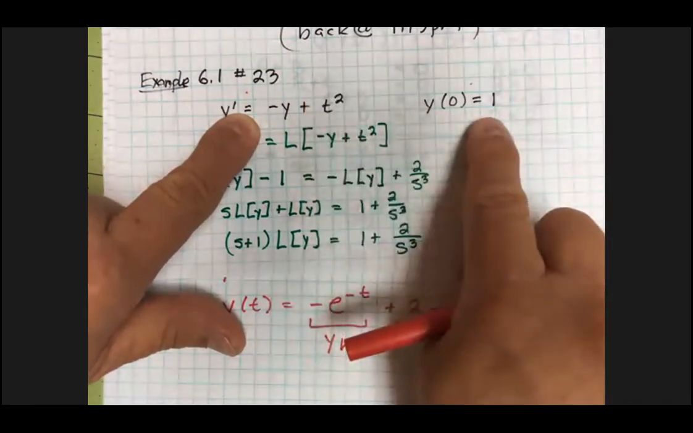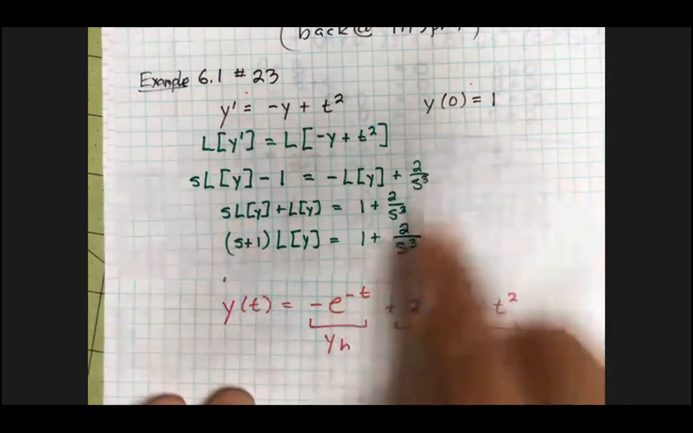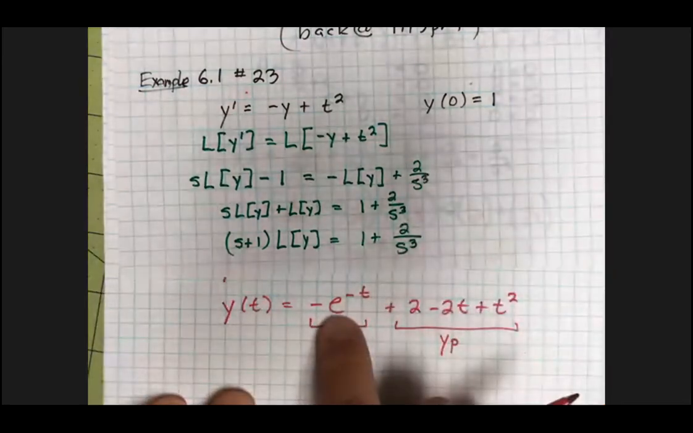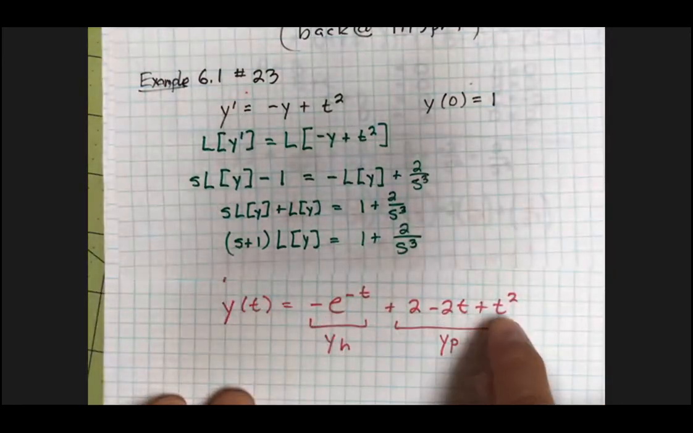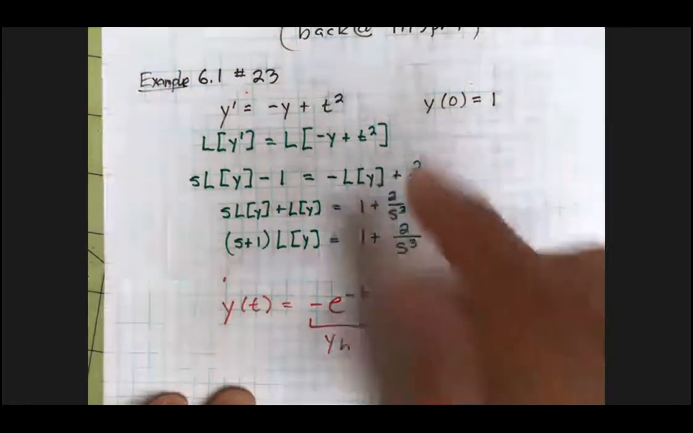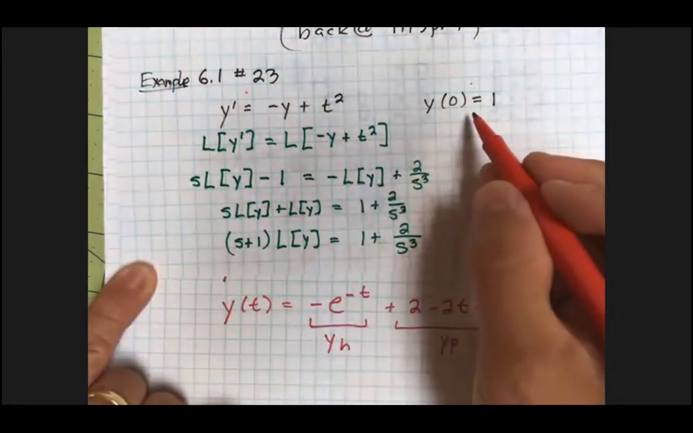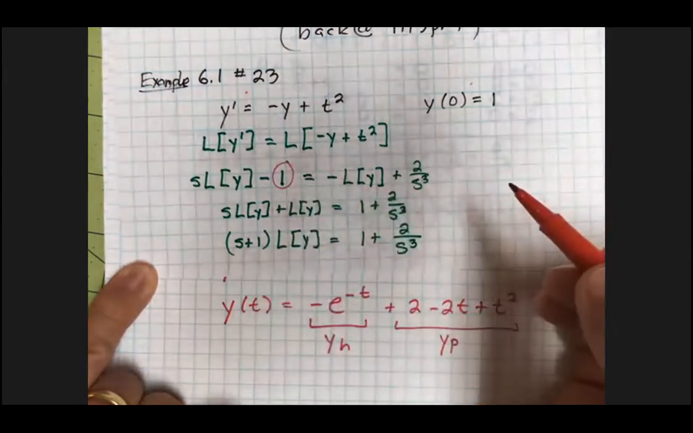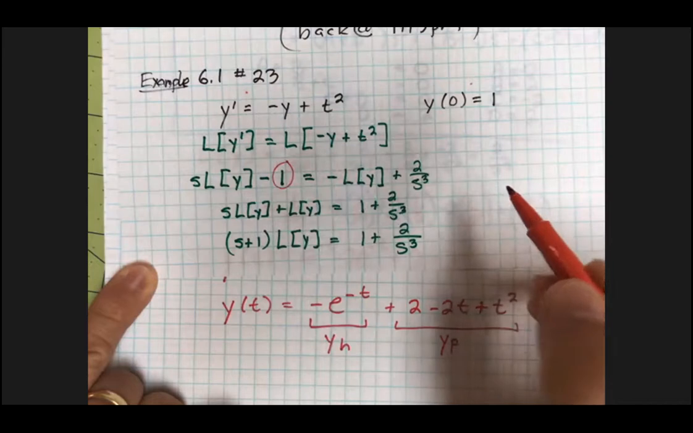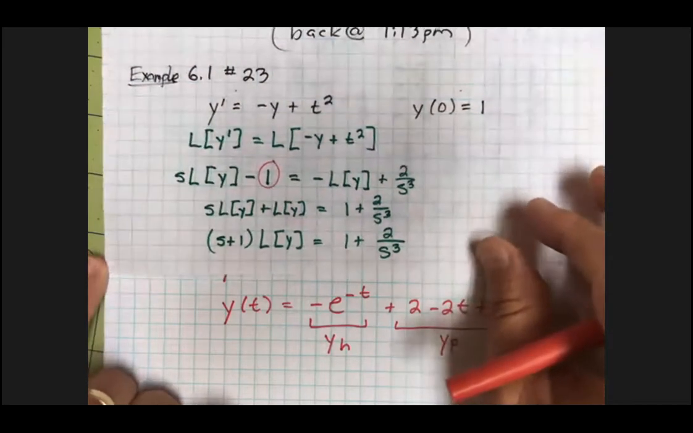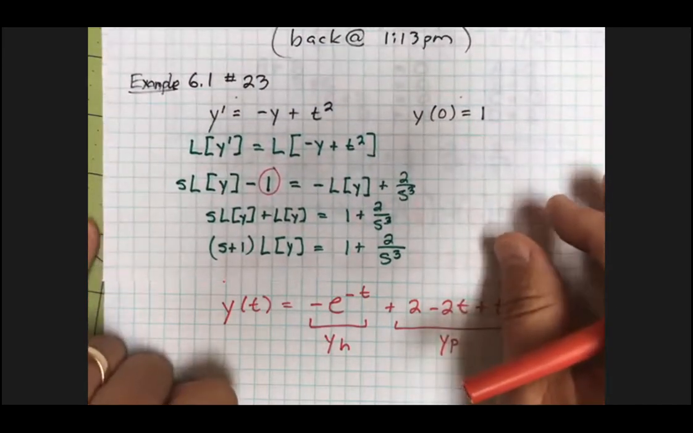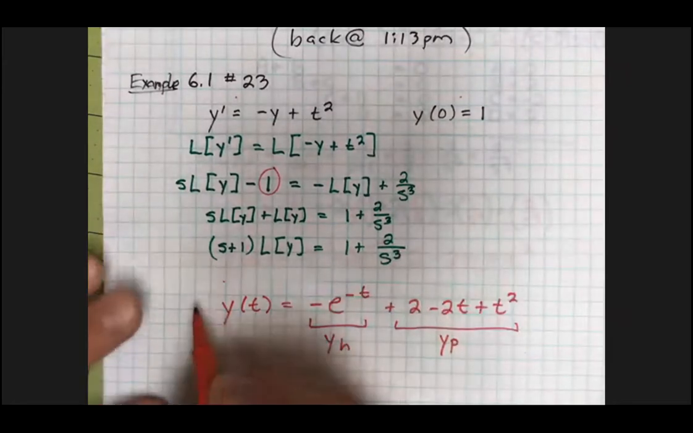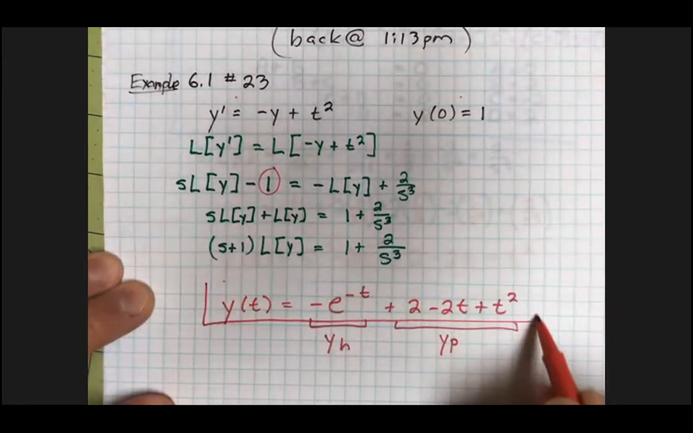Wait a minute. I never took care of the initial conditions. Well, let's put in 0. Negative 1 plus 2 plus 0 plus 0. Negative 1 plus 2 is 1. The Laplace transform automatically took care of the initial condition. That's beautiful. So you see what this is? Laplace transform is like a machine. It eats differential equations and spits out answers.